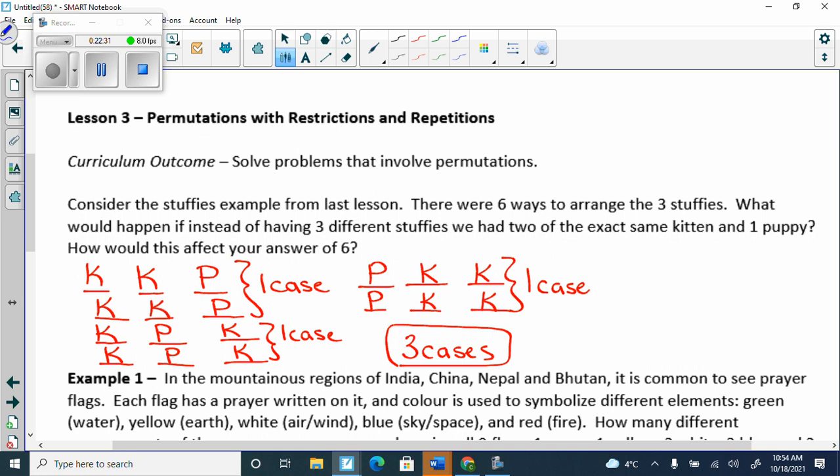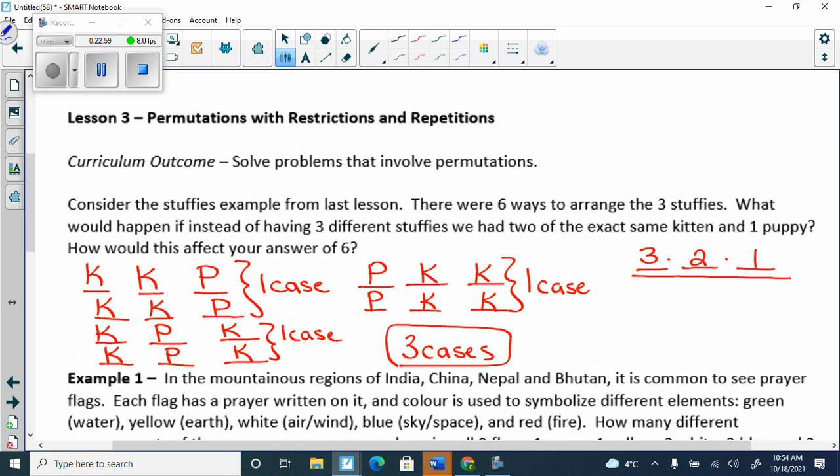So what we do when there's repetition is very, very easy. Watch. We treat the top like they're all different. So I do it like normal. I have 3 blanks to put stuffies, correct? How many stuffy options would I have for the first blank? 3. Then 2, then 1. So I do it exactly the same as if they're all different. Do you see that?